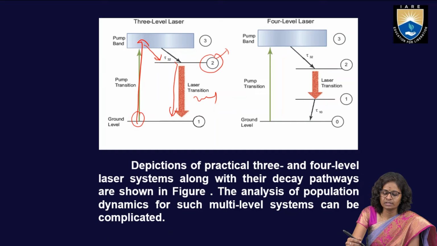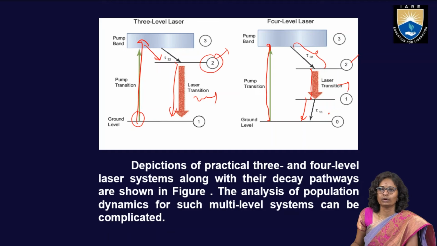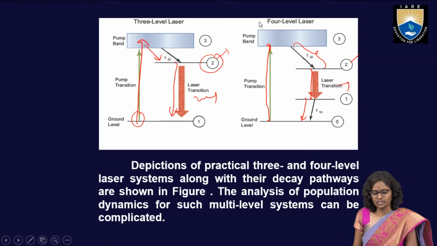In the 4 level system, when the radiation interacts with the ground level atoms, these atoms make the transition to a higher energy level, decay non-radiatively to level 2, radiatively decay to level 1, and then non-radiatively decay to the ground state. The analysis of population dynamics for such multi-level systems can be complicated.